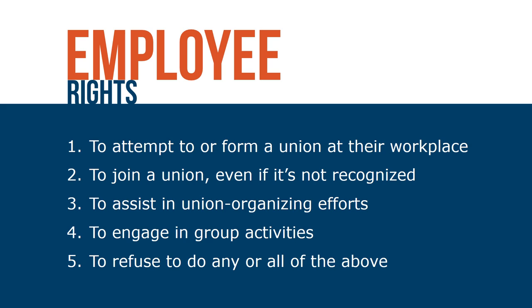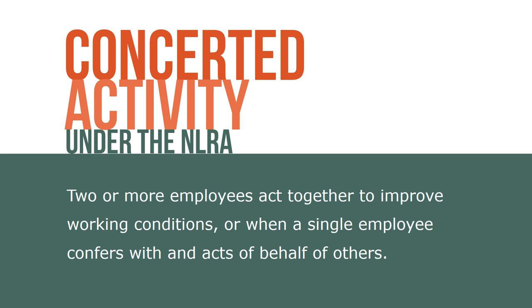The specific rights provided under the NLRA to employees include the following. 1. To form or attempt to form a union at their workplace. 2. To join a union, even if it's not recognized by their employer. 3. To assist in union organizing efforts. 4. To engage in group activities, such as collective bargaining, or attempting to modify wages or working conditions. 5. To refuse to do any or all of the above unless a clause requiring employees to join a union exists. The NLRA also provides rights to employees who are not a part of a union.